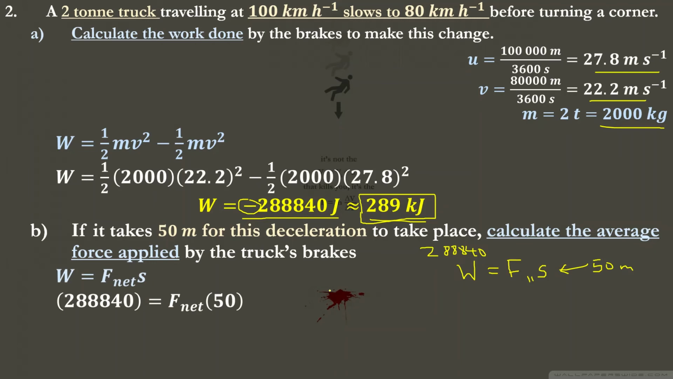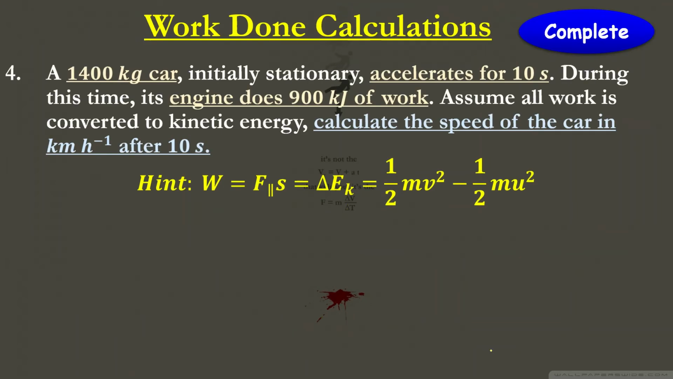Substitute that in. One of the good practices of calculation in physics is always complete your substitutions first, and then you can rearrange the equation. So to make F the subject, divide both sides by 50. And I'll get the net force to be 5,780 newtons. So that's that. Moving on to our next calculations, this time a little bit more similar, where we're trying to look at the velocities and all that.